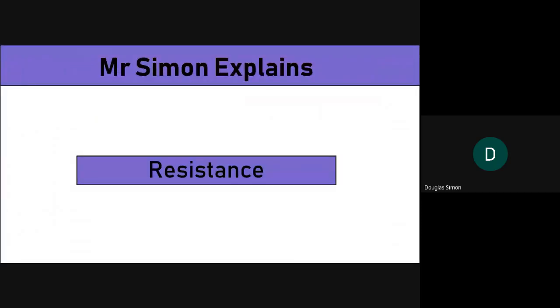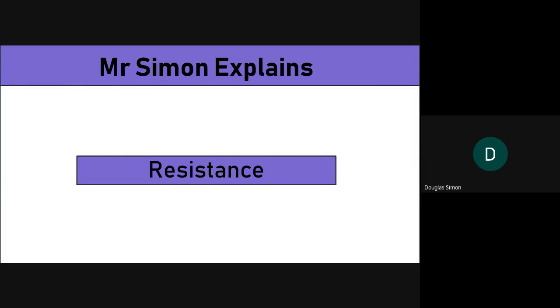This is electrical resistance. So firstly, what does resistance mean? Well, it means when you try to stop something, if you try and resist someone, you try and stop them. So it's really the same with electricity. If something tries to stop electricity flowing, it has a resistance, but it has an electrical resistance.